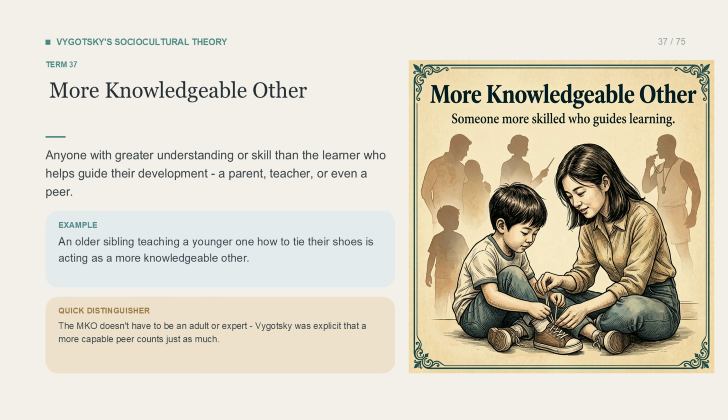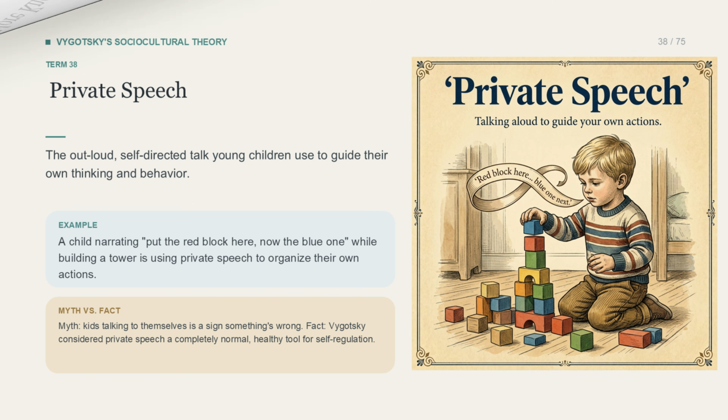37. More knowledgeable other. The more knowledgeable other, or MKO, is anyone with greater understanding or skill than the learner who helps guide their development, such as a parent, a teacher, or even a peer. A simple example is this: an older sibling teaching a younger one how to tie their shoes is acting as a more knowledgeable other.